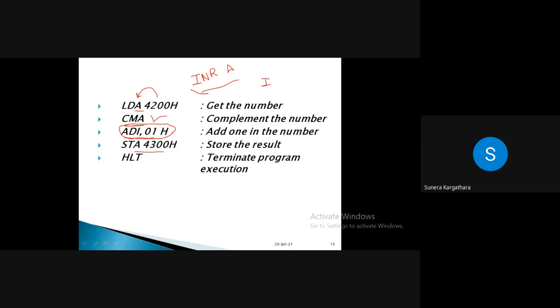What is INX used for? After INX, you need to use a register pair, right? Here we don't want to increment a register pair. We want to add 1 into the accumulator. So you can use INR A. Are you getting me, students? Yes or no? Any doubt here? So there are two possible ways to find the 2's complement. The 1's complement can always be done with CMA, but for adding one, you can either use ADI or you can use INR. Both will give you the same result.